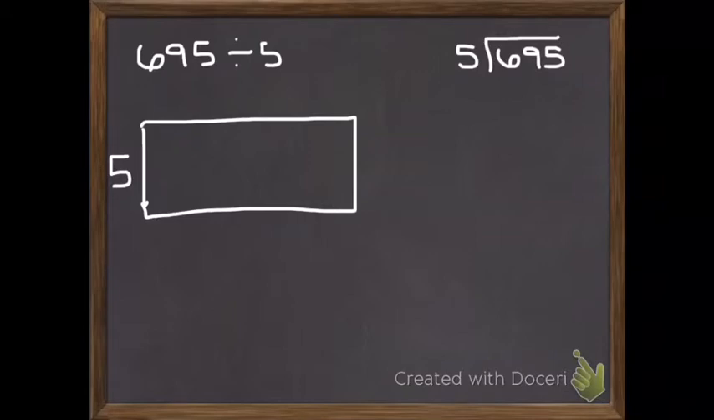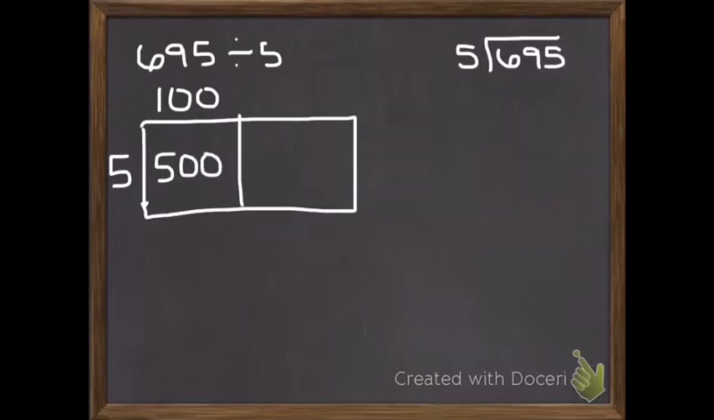Well, I know that 5 times 100 is 500. That's pretty close. What about 5 times 200? That's 1,000. That's too much. So I'm going to start with 5 times 100. We know that that's 500.